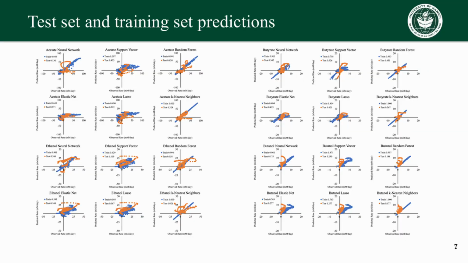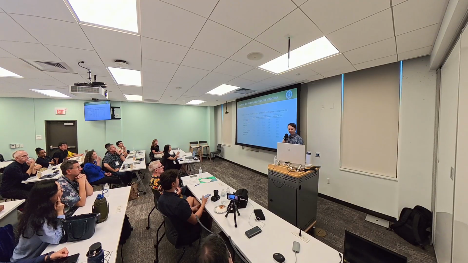So here's some of the data from the trained models. So the blue dots are showing the training data, so that fits pretty well, but that makes sense because it was used to train the model. But then the orange dots are showing the testing data. And each plot is showing one product and one algorithm. So we can summarize that here.